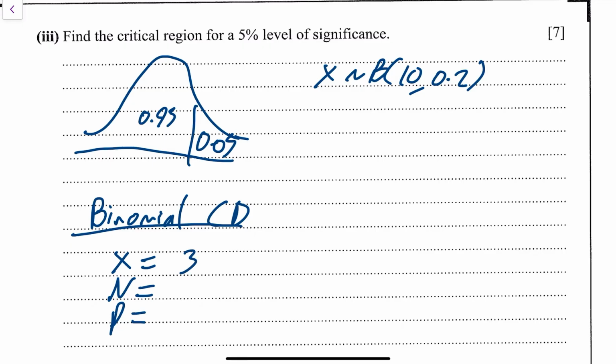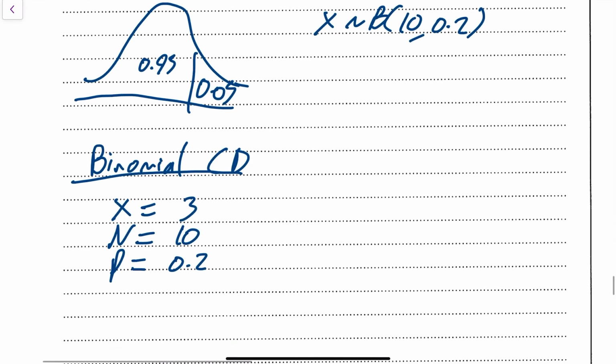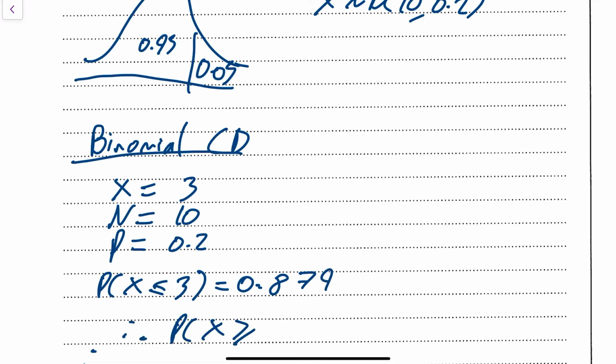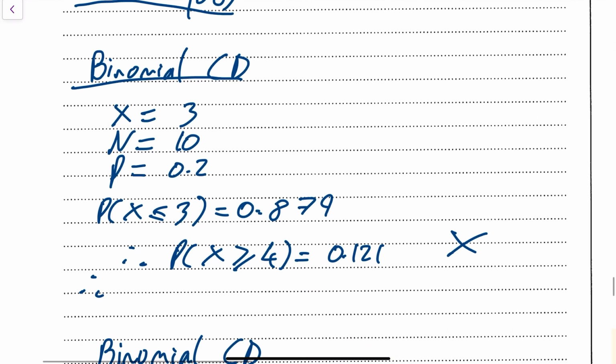I'm going to put x equals 3. My n from up here is 10 and this is 0.2. I'm just trying a wee bit of trial and error here. So the probability x is less than or equal to 3 worked out to be 0.879. That means the probability that x is greater than or equal to 4 would be 1 minus that, which would be 0.121. Okay, so that's 12%. That's not going to work for us.